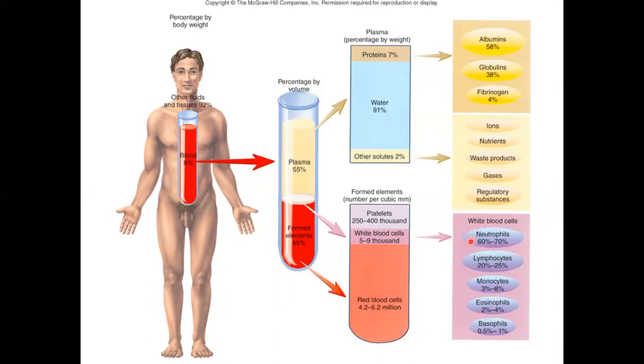So neutrophils, about 70%. Lymphocytes, 20%, right? Monocytes, 3, eosinophils, 2, basophils, about 1, right? So if we did a white blood cell count, if we counted 100 white blood cells, we may see a basophil, we may see 1 to 2 eosinophils, we should see about 3 to 5 monocytes, about 20 lymphocytes, and about 60 to 70 neutrophils.